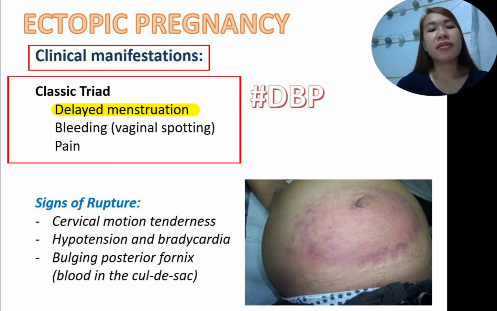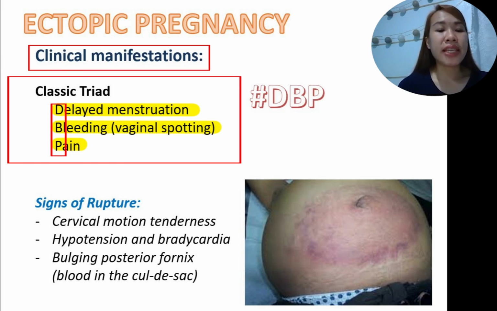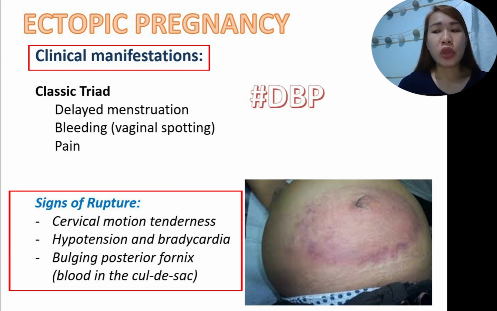Letter B stands for bleeding or vaginal spotting. So this is another symptom of ectopic pregnancy. The woman is bleeding. And of course, another symptom is pain. This is very, very severe pain. Now, aside from this classic triad, you know that the woman might be pregnant because of amenorrhea, there is bleeding, and there is pain. Aside from this, you would want to know what the different signs of rupture are. An ectopic pregnancy may rupture, and this is an emergency because a mother may bleed to death.